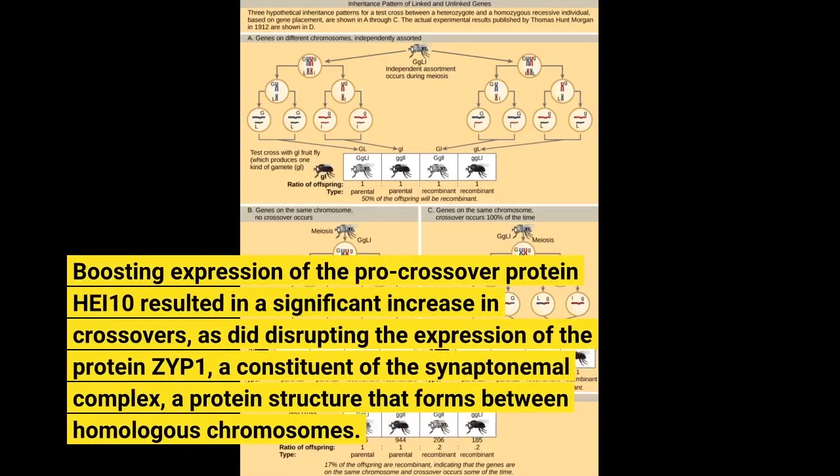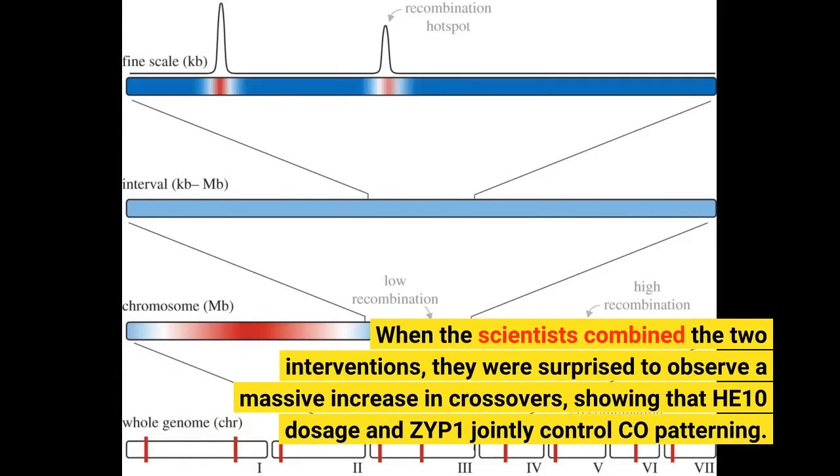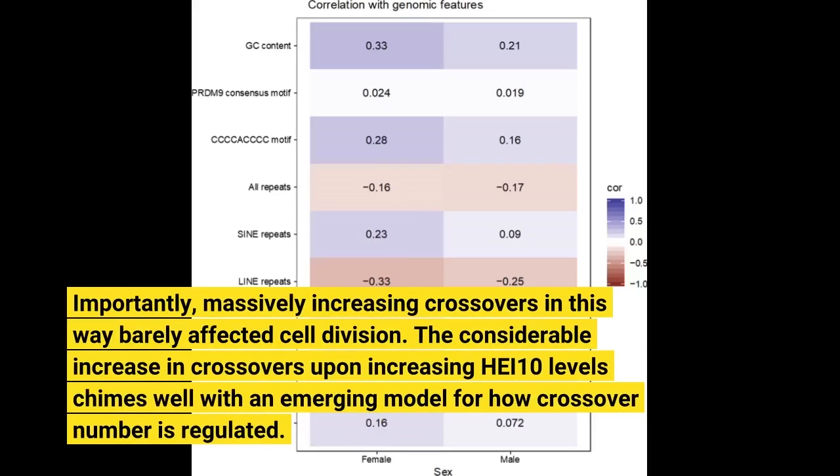Boosting expression of the pro-crossover protein HEI10 resulted in a significant increase in crossovers, as did disrupting the expression of the protein ZYP1, a constituent of the synaptonemal complex, a protein structure that forms between homologous chromosomes. When the scientists combined the two interventions, they were surprised to observe a massive increase in crossovers, showing that HEI10 dosage and ZYP1 jointly control CO patterning. Importantly, massively increasing crossovers in this way barely affected cell division.